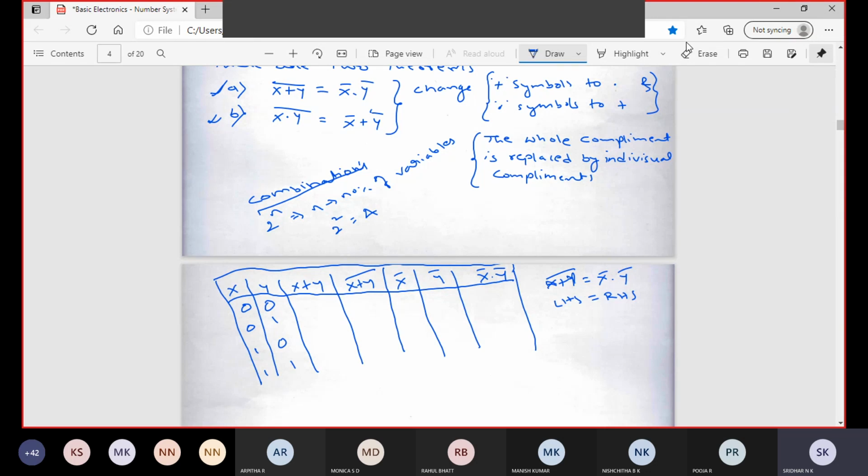Now you start filling the table. x plus y means 0 plus 0. What will be the answer? 0. 0 plus 1 is 1. 1 plus 0 is 1. 1 plus 1 is 1. Very good.